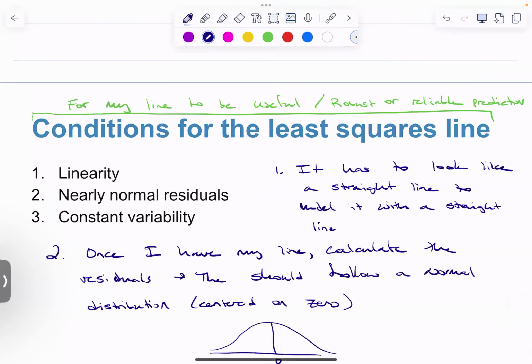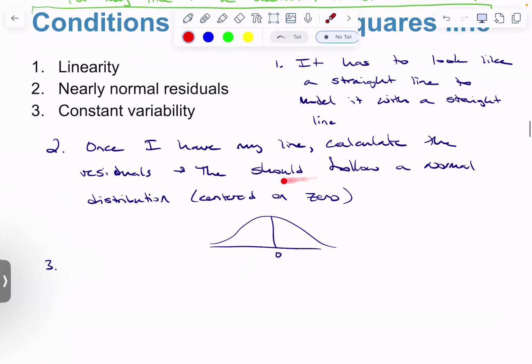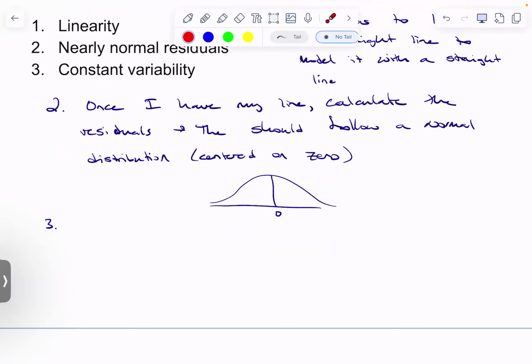So for my line to be useful or give me reliable predictions, these 3 things have to apply. And so far so good. Of course, it has to look like a line to fit it with a line or model it with a line. My residuals should be centered around 0, right? And the way the line is fit, if it's a linear relationship, then they will be normal and centered on 0. The constant variability is the only kind of curveball.